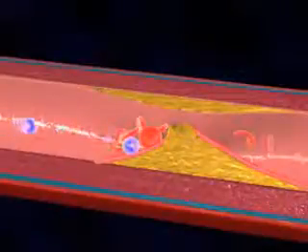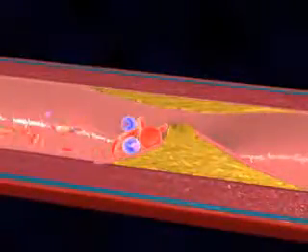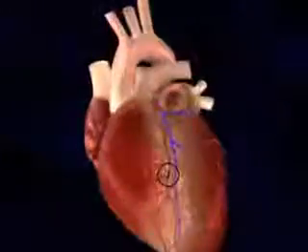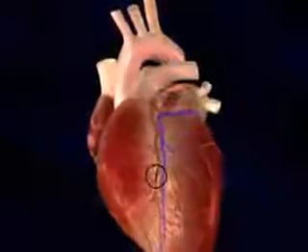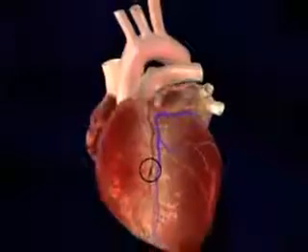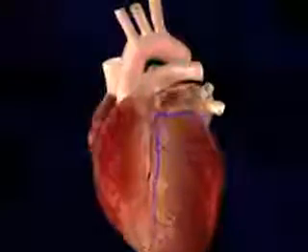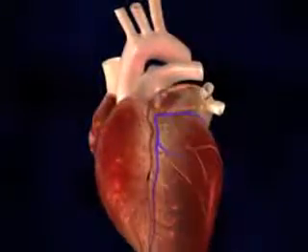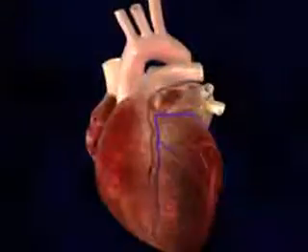Thrombosis forms when the surface of a plaque ruptures. When this occurs in the coronary artery, it results in a massive decrease or complete obstruction of blood supply to that part of the heart. This leads to the heart muscle or myocardium being starved of oxygen.